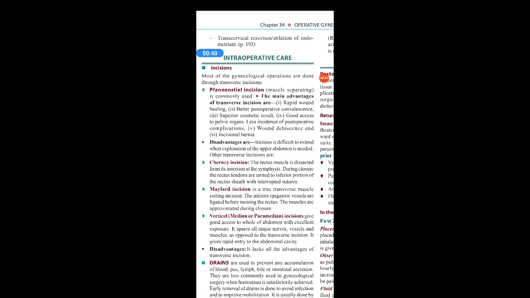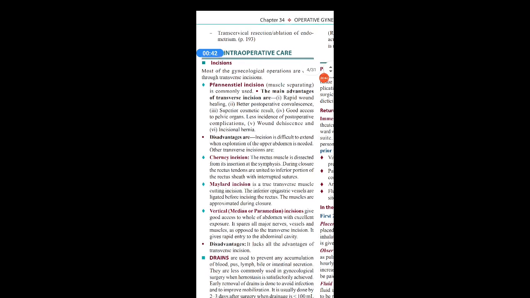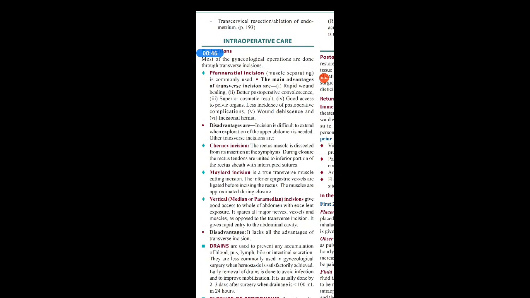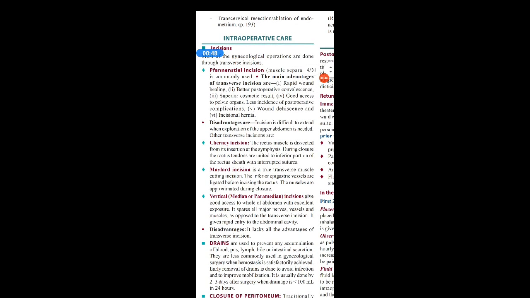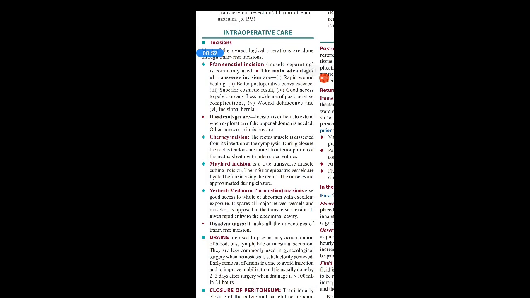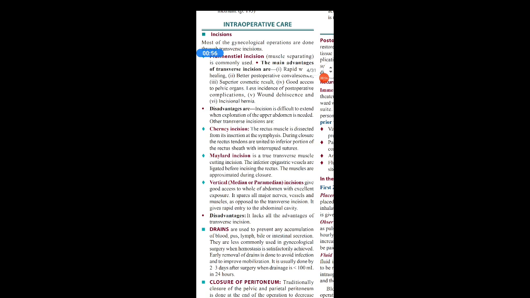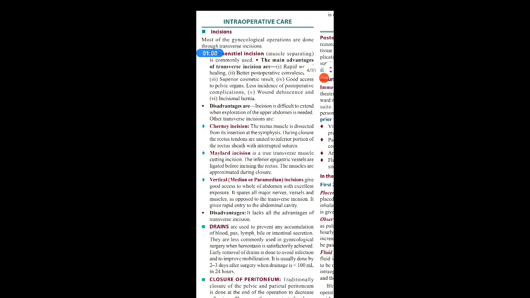The main advantages of transverse incisions are rapid wound healing, better post-operative convalescence, superior cosmetic results, good access to pelvic organs, and less incidence of post-operative complications, wound dehiscence and incisional hernia. The disadvantage is that the incision is difficult to extend when exploration of the upper abdomen is needed.